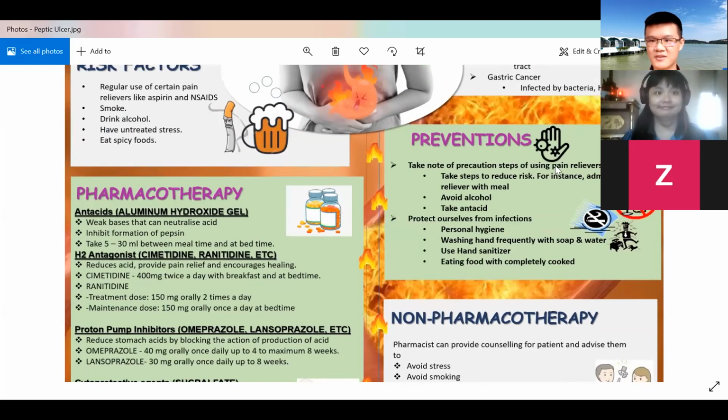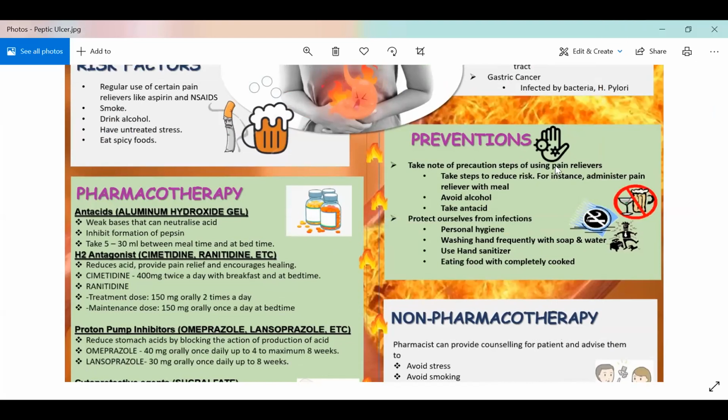Yeah, back to me. I will be talking about the prevention of peptic ulcer. So, what should we do in order to prevent peptic ulcer? First of all, we need to be aware of all the precaution steps whenever taking pain relievers, such as NSAIDs, ibuprofen, as mentioned before. And we can take the pain reliever together with a meal or after the meal.